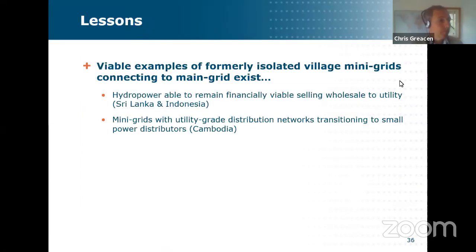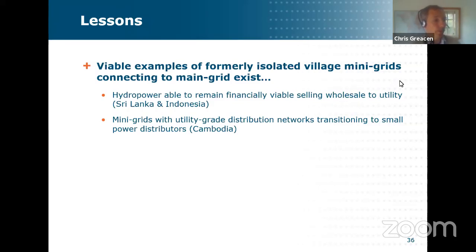So what are the lessons from all of this? I guess one is that there are viable examples of formerly isolated village mini grids that have connected to the main grid. And so these examples exist. Hydropower has been able to remain financially viable in some cases, selling wholesale electricity to the utility under the SPP model. Particularly, we've seen this in Sri Lanka and Indonesia.